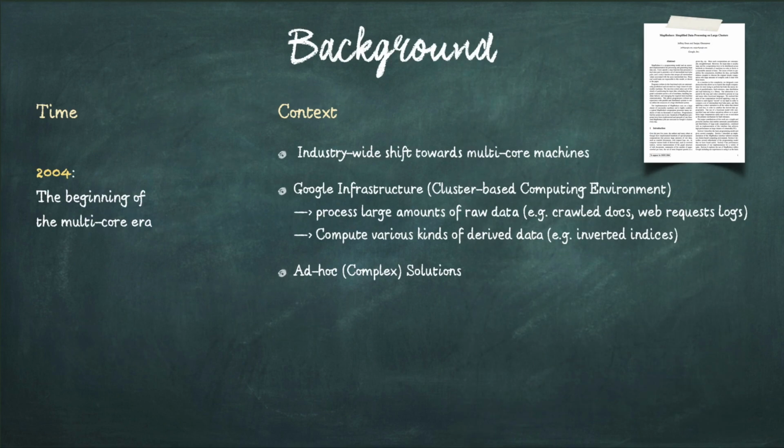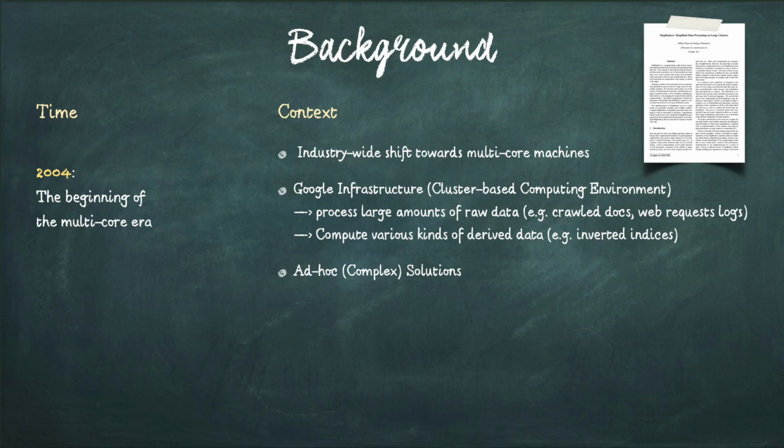But to really understand the reasons why MapReduce was designed, we have to go back in time. It is 2004. It is the beginning of the multi-core era, and there is an industry-wide shift towards multi-core machines. The scenario of reference is the Google Cloud infrastructure environment, in which a large amount of raw data had to be processed, for instance, crawling web documents or processing very large logs of web requests. From this processing, additional derived data were computed, for instance the inverted index, which is quite crucial for information retrieval systems.